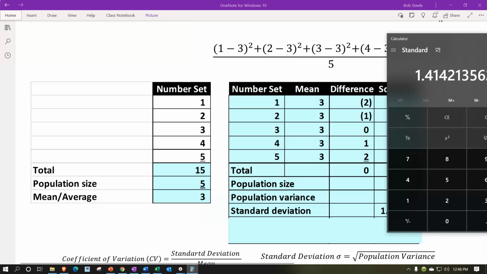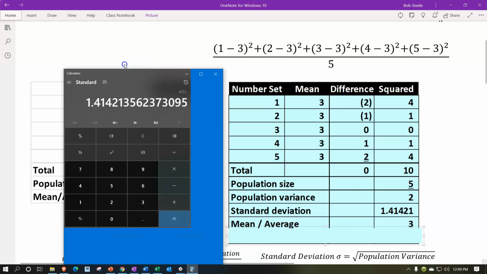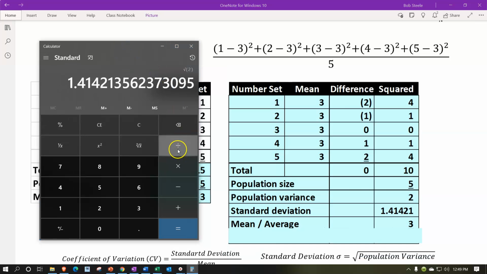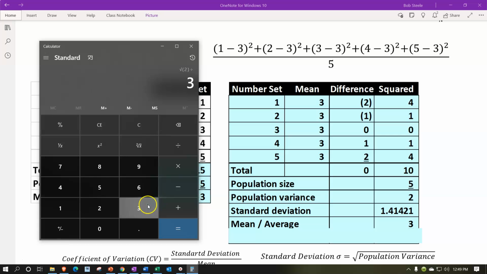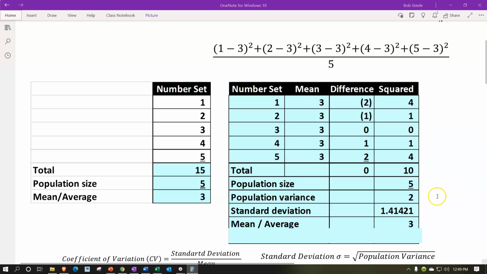1.41421 about. So that's going to be then the standard deviation. So that's what's going to be called the standard deviation. And then if we take that number, the 1.4 and so on, divided by the average or mean, divided by 3, we're going to get then the 0.471 and so on, about 0.47, which is going to be the coefficient of variation. This might be represented in a percent or in a decimal.